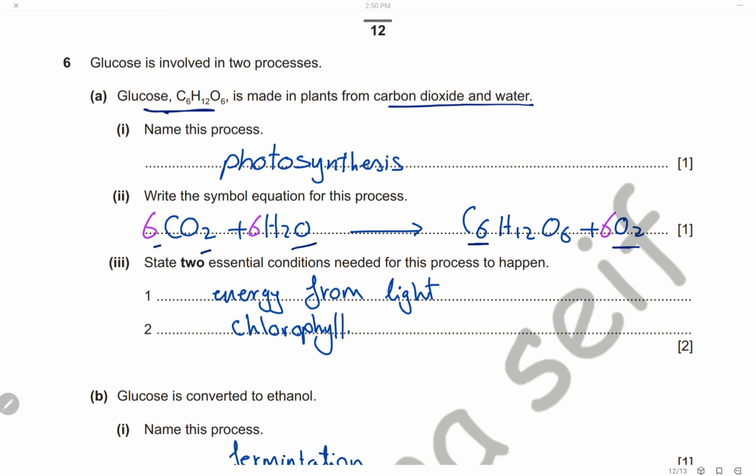6 carbons, so we write 6 here, 12 hydrogens, so we have to put 6 in front of water, and again 6 in front of oxygen. State 2 essential conditions needed for this process to happen. The 2 essential conditions for photosynthesis, of course, are energy from light and chlorophyll in the plant cells.